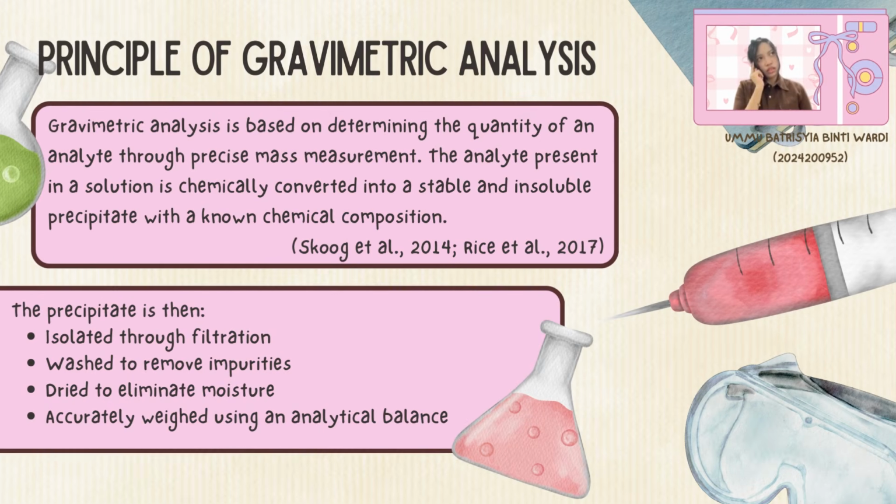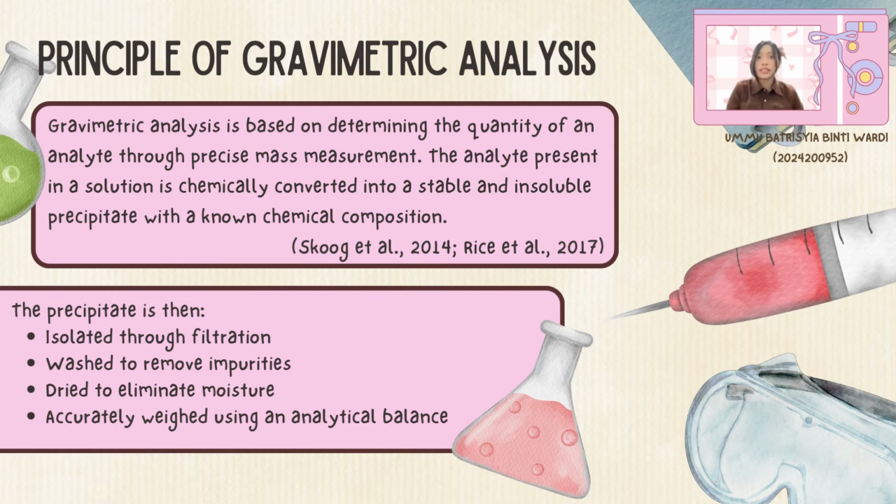So, what is the core principle here? Essentially, gravimetric analysis is based on determining the quantity of an analyte through precise mass measurement. We take the analyte present in a solution and chemically convert it into a stable and insoluble precipitate with a known chemical composition. Once that precipitate is formed, we follow a 4-step process.